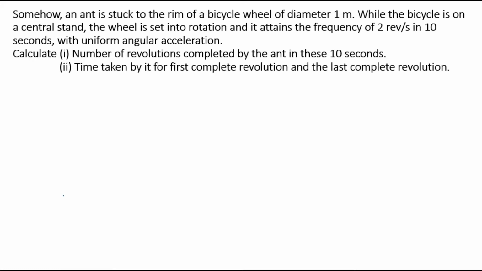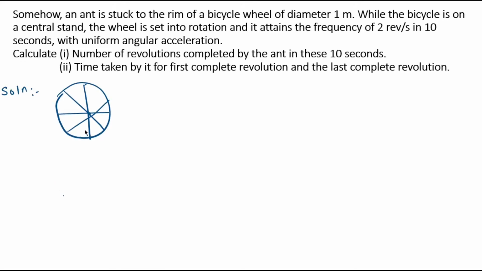An ant is stuck to the rim of a bicycle wheel of diameter 1 meter. While the bicycle is on a central stand, the wheel is set into rotation and it attains the frequency of 2 revolutions per second in 10 seconds with uniform angular acceleration. So let us write the solution.